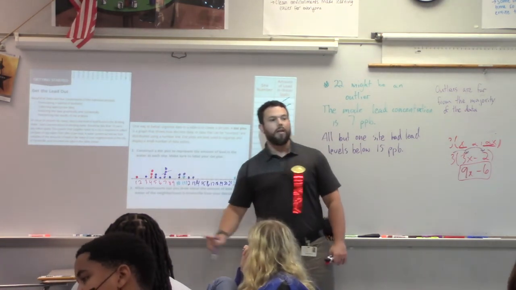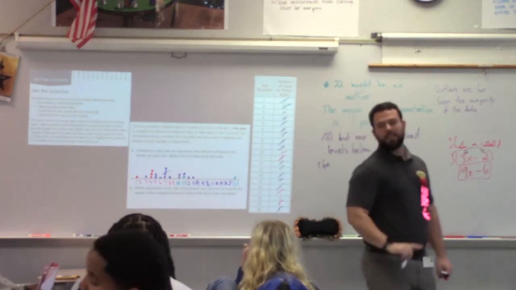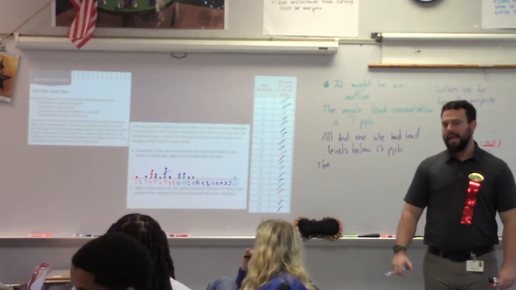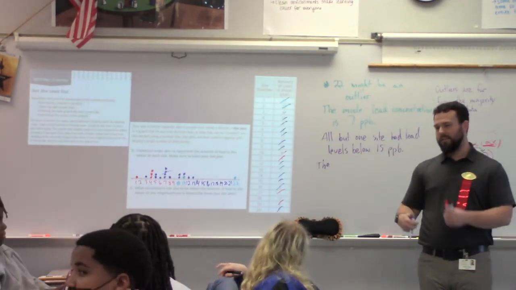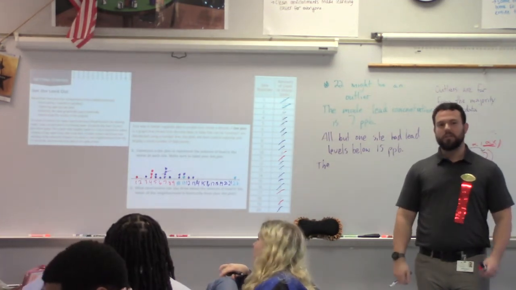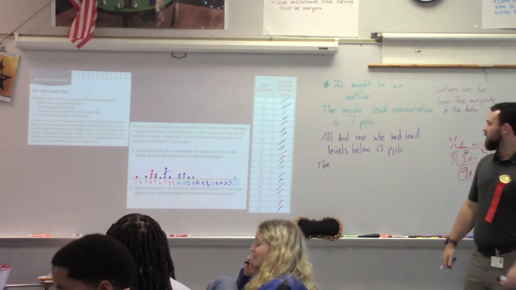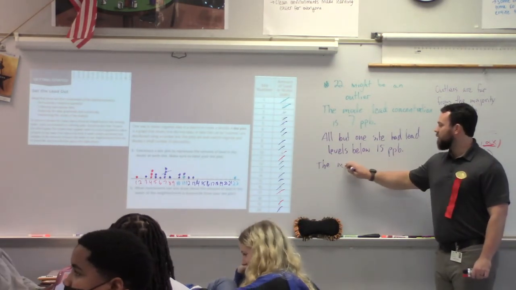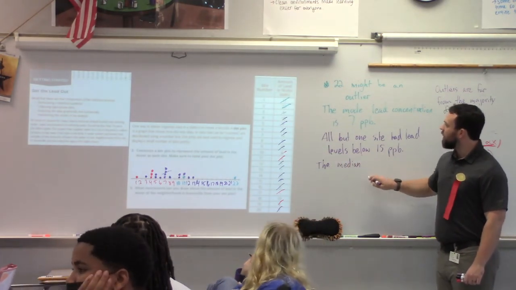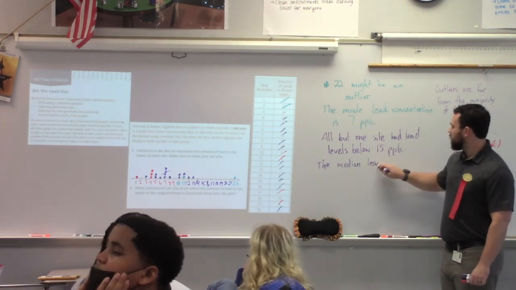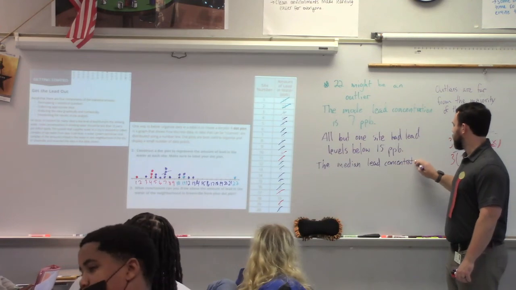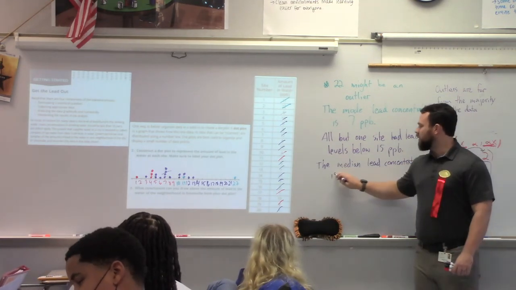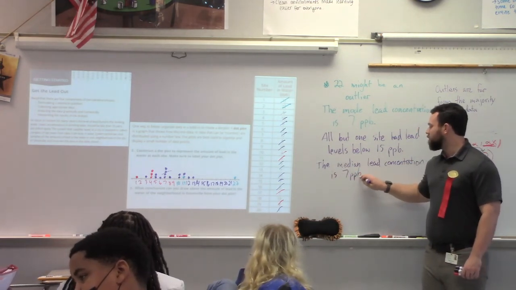But a dot plot makes it really easy to identify the median, and it lets you see other aspects as well. See how much easier that is than having to write all the numbers out? So a dot plot makes it easy to find the median. The median lead concentration is 7 parts per billion.